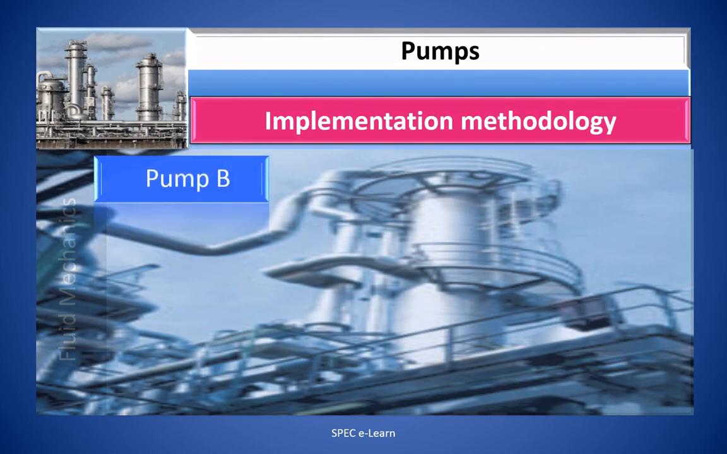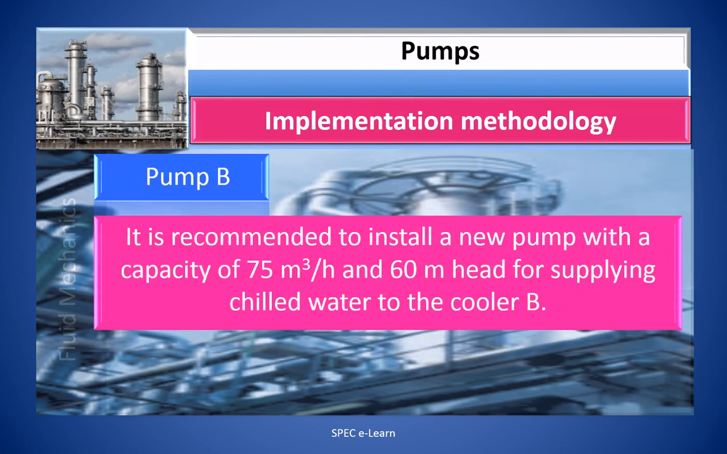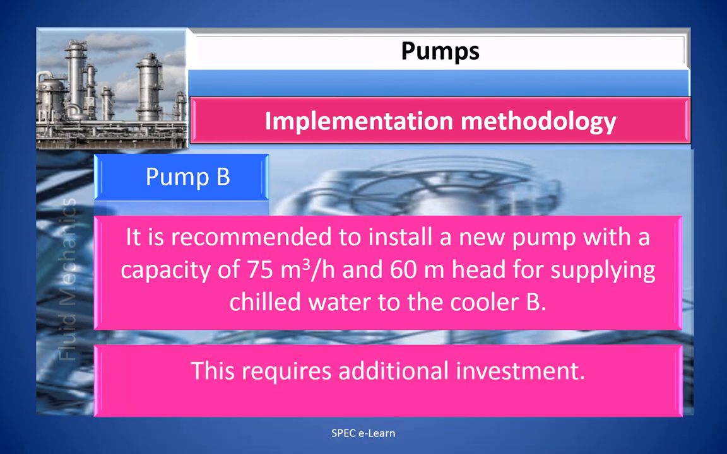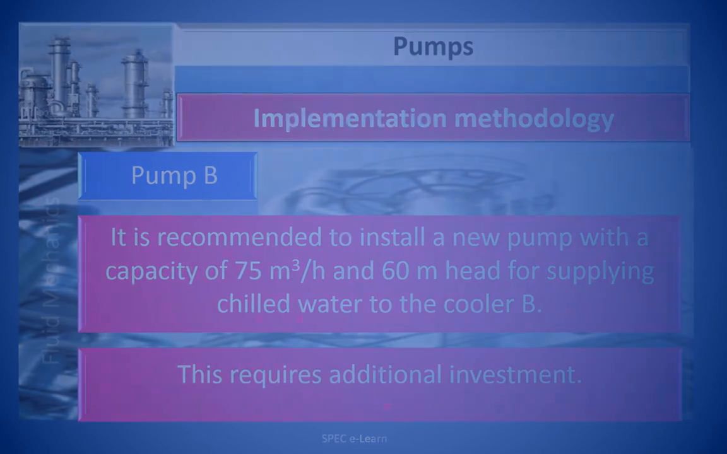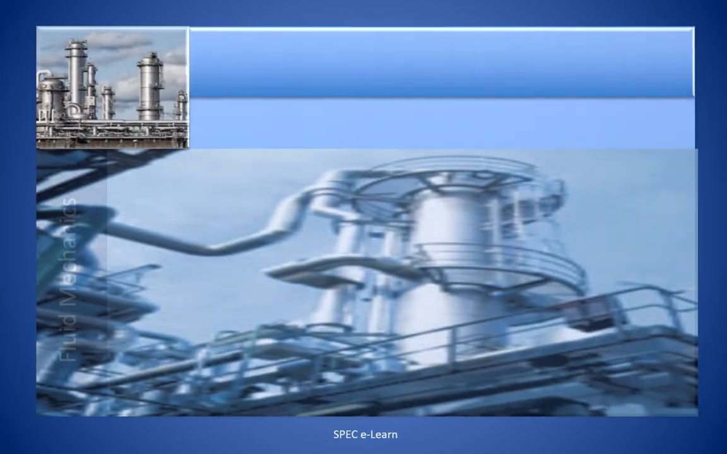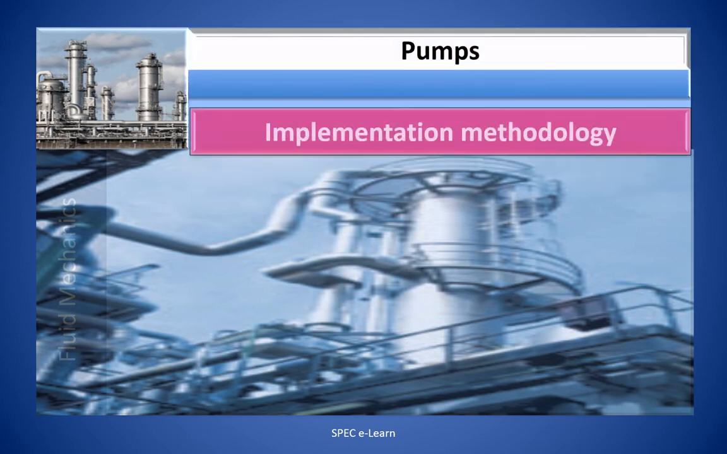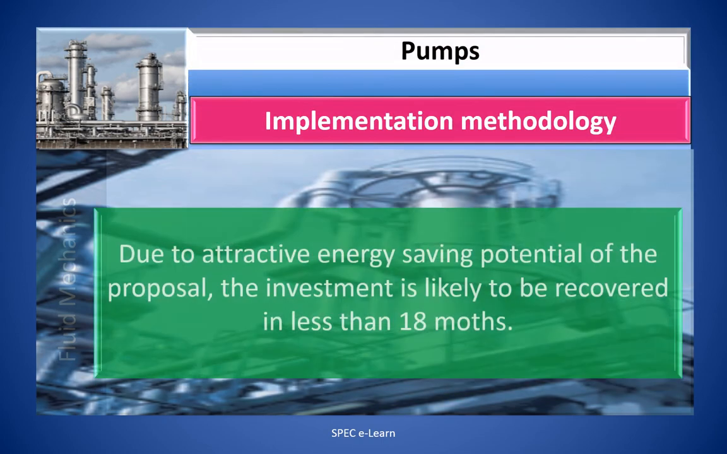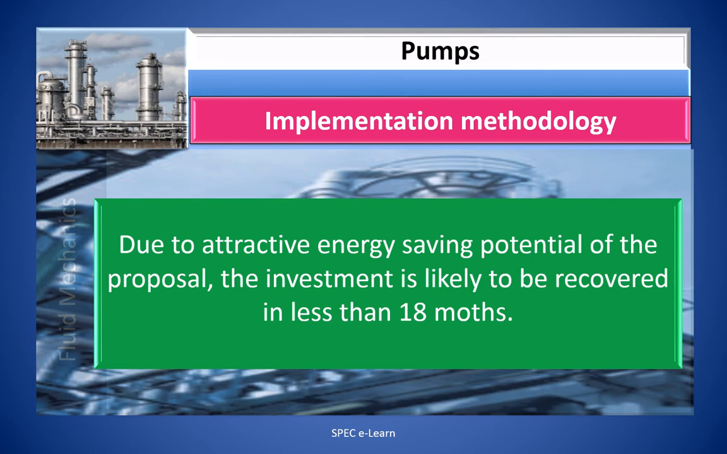Implementation methodology for pump B. It is recommended to install a new pump with a capacity of 75 cubic meter per hour and 60 meter head for supplying chilled water to the cooler B. This requires an additional investment. Due to the attractive energy saving potential of the proposal, the investment is likely to be recovered in less than 18 months.